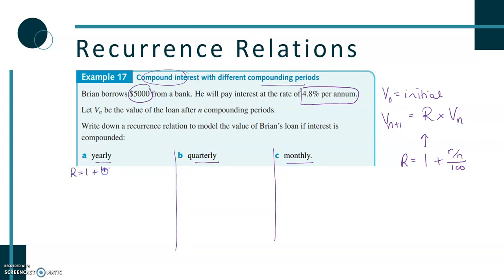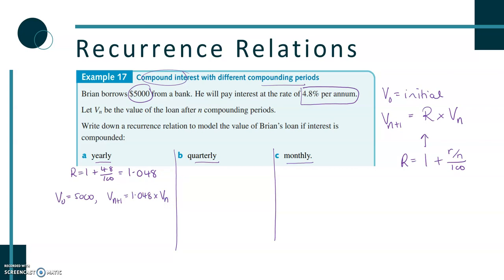Okay, so first up with our yearly value, fairly straightforward. R is 1 plus 4.8 over 100, and so that will be 1.048. So putting that together, remember each time we must write V0 is our 5,000 and Vn plus 1 is 1.048, our R value, times Vn.